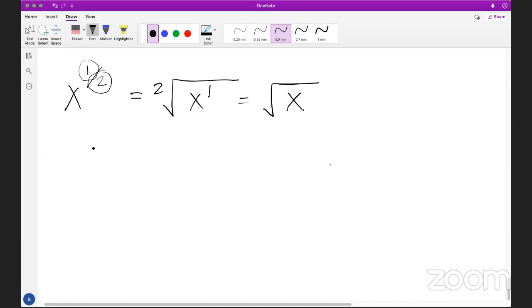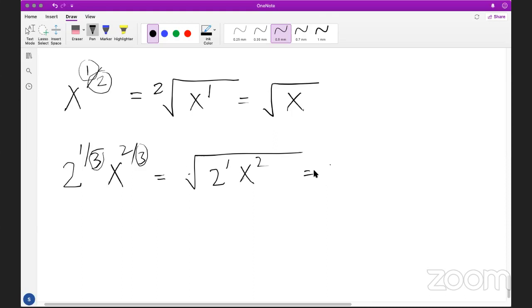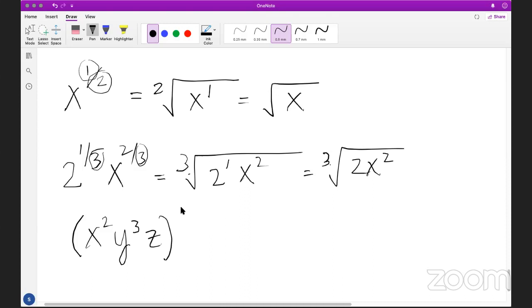How about this one? If we have 2 raised to 1/3 times x raised to 2/3, this is equal to... they are both cube roots, so we can combine them. 2 raised to 1 and x squared, or the cube root of 2x squared. Okay?